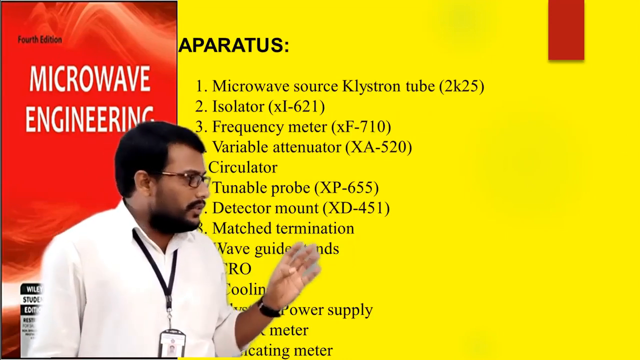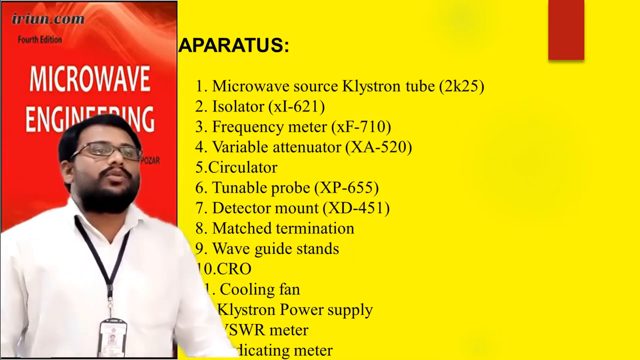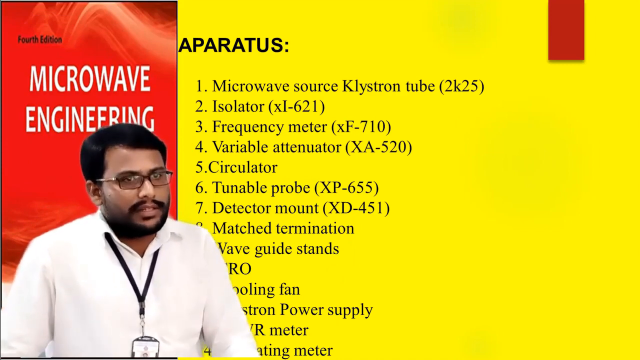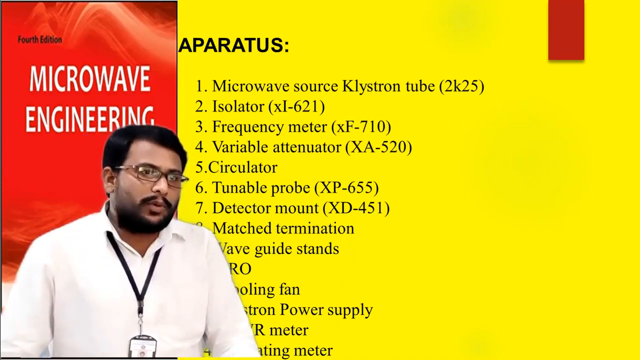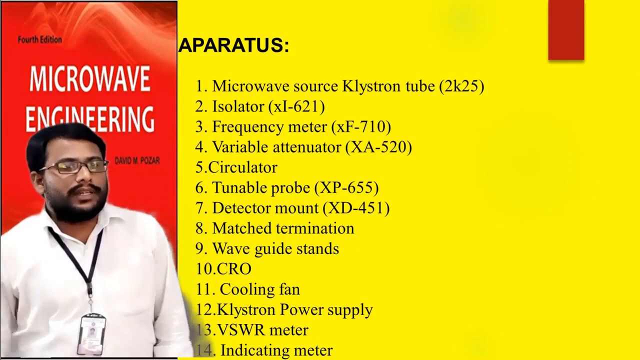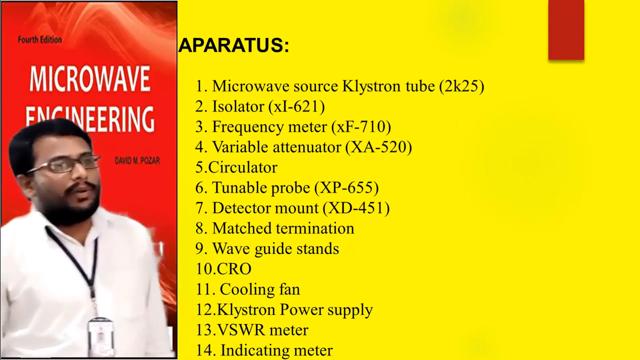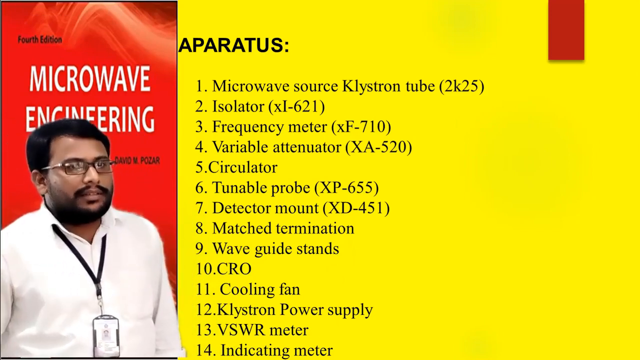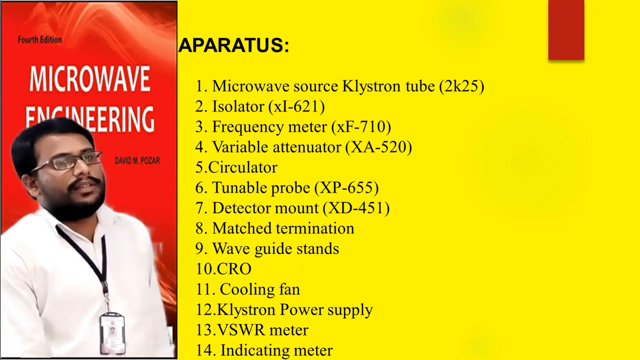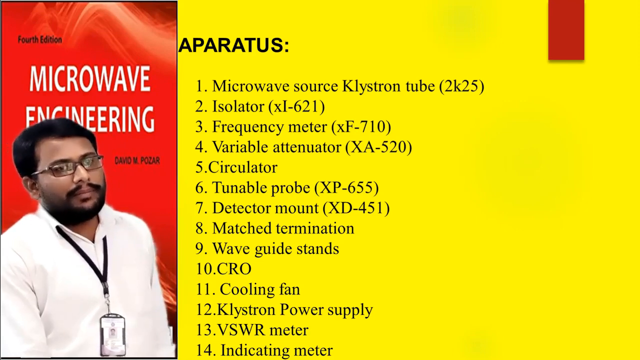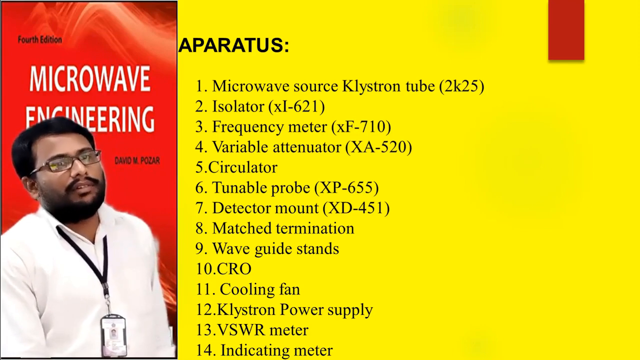We'll go for the required components to perform this experiment in the laboratory. The first one, microwave source klystron tube. Second one is isolator, frequency meter, variable attenuator, circulator, tunable probe, detector mount, matched termination, waveguide stands, CRO, cooling fan, klystron power supply, VSWR meter, and indicating meters. By using these components, you have to perform the experiment. These are the components used in the microwave test bench.